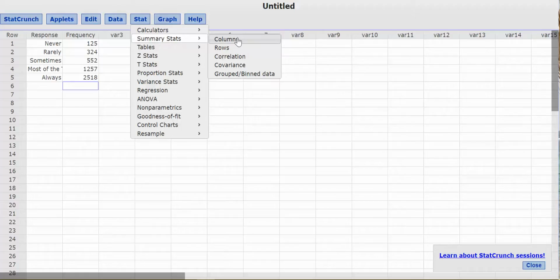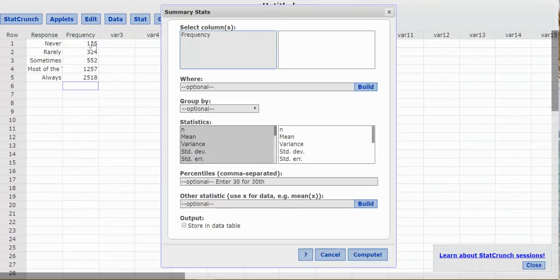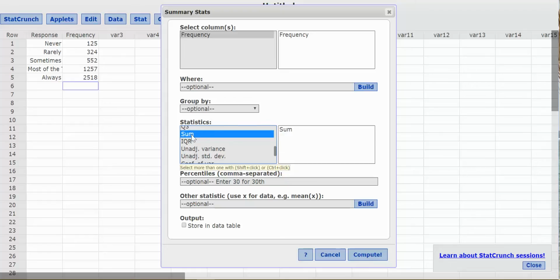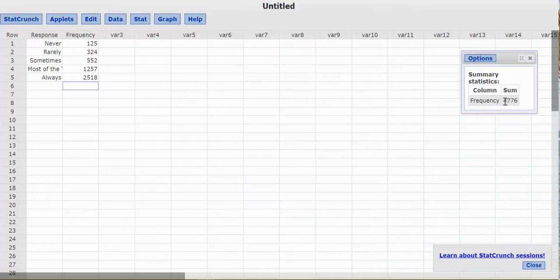And I'm using summary stats because this is a summary with which we were given the number of never replies. So I'm only talking about the frequency column that's listed there, and if you'll click on the statistics portion in the center, I want to take the sum of the frequency column. When I do that, StatCrunch returns that there were 4,776 responses to this survey that was given.